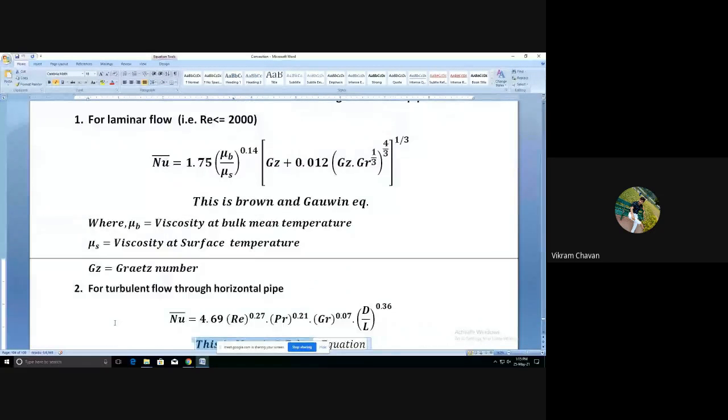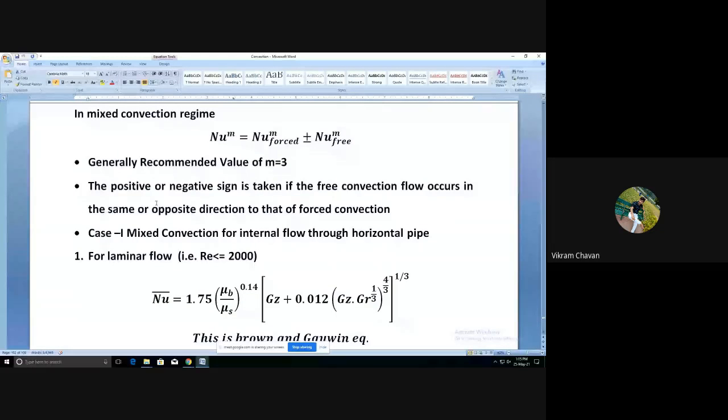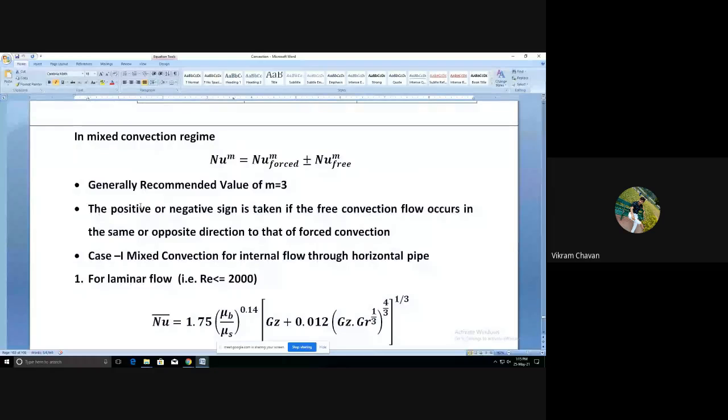So these are the points we have to discuss, which remain from the last lecture. We have to write these points and then we can move ahead to the problems on this topic, and this chapter will be finished. In the mixed convection regime, Nu raised to m is equal to Nu forced raised to m plus or minus Nu free raised to m.